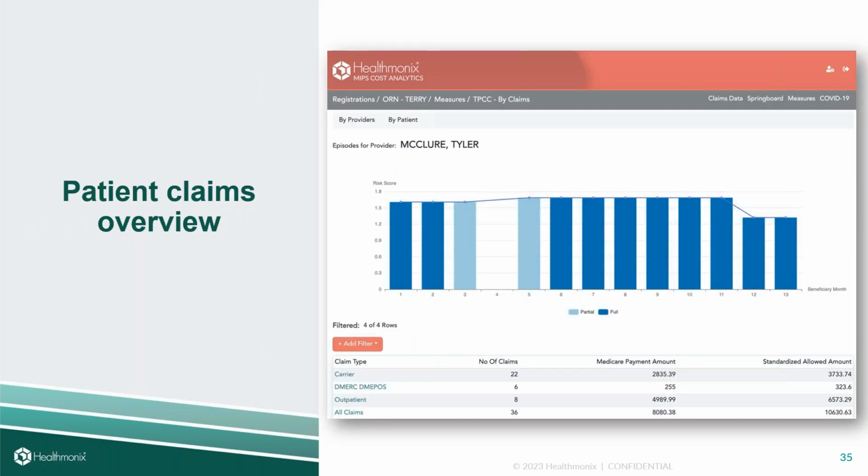Here's an example of episodes for this one individual provider, and showing where it is from a risk score and the month that are associated with. So you can see here, are they being fully tagged as the provider for this patient, attributed, or is it a partial? And you can see a lot of the differences in here for this.